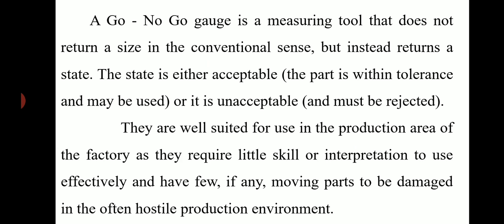A go/no-go gauge is a measuring tool that does not return a size in the conventional sense but instead returns a state. The state is either acceptable, the part is within tolerance and may be used, or it is unacceptable and must be rejected. They are well suited for use in the production area of the factory as they require little skill or interpretation to use effectively and have few, if any, moving parts to be damaged in the often hostile production environment.